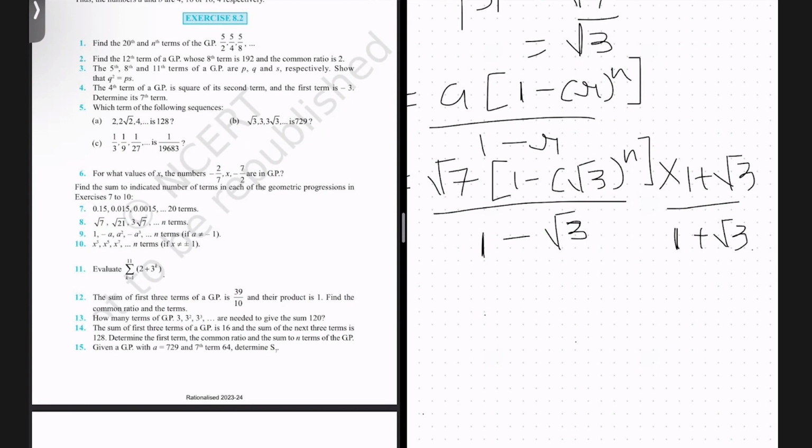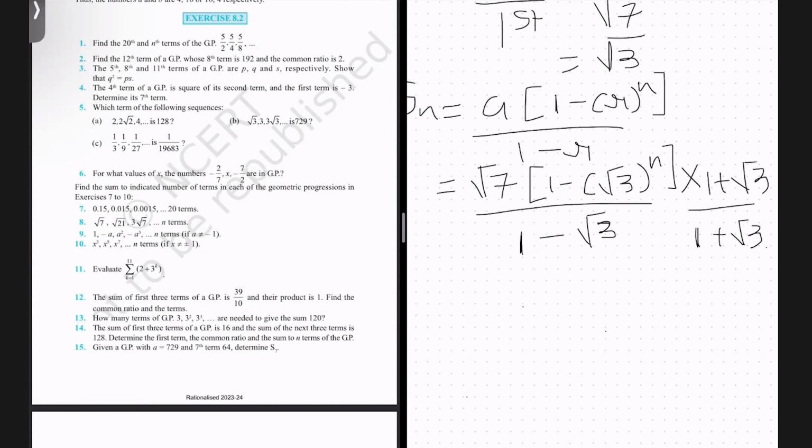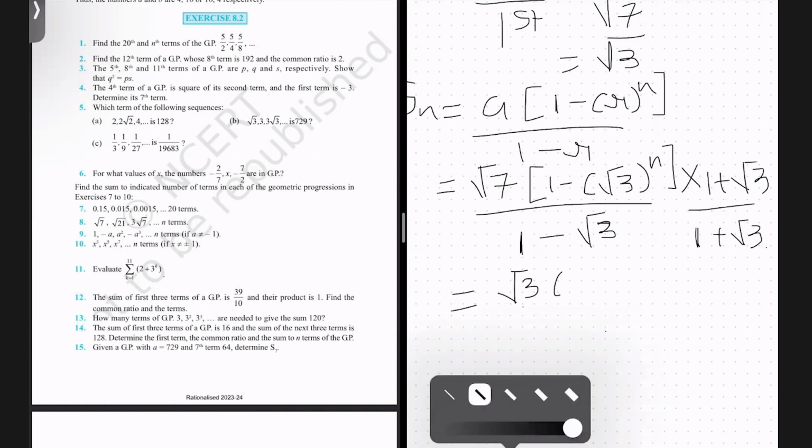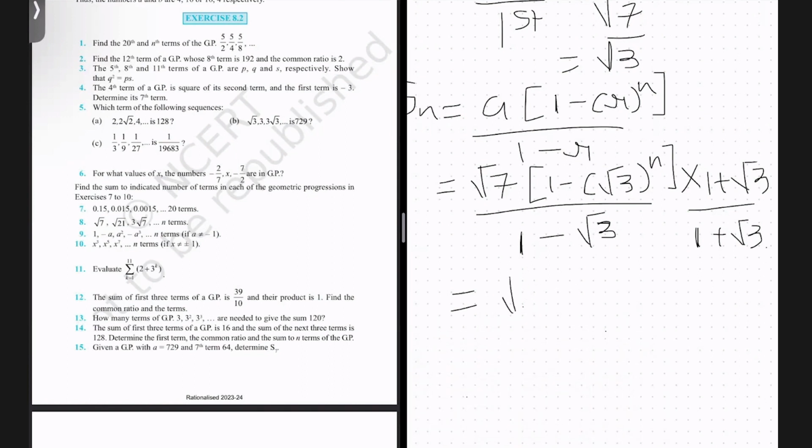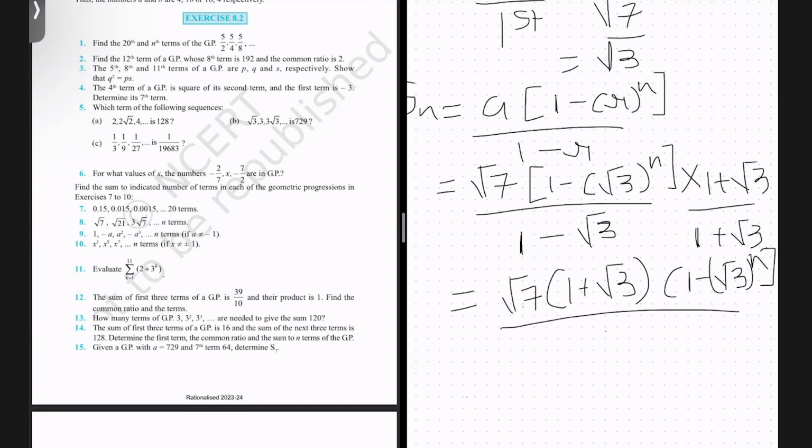Now, what you then get is, in the numerator, root 7 stays root 7. You get it multiplied by 1 plus root 3. Here you have 1 minus root 3 raised to the power n. Correct. In the denominator, what you now have is 1 square minus root 3's whole square.